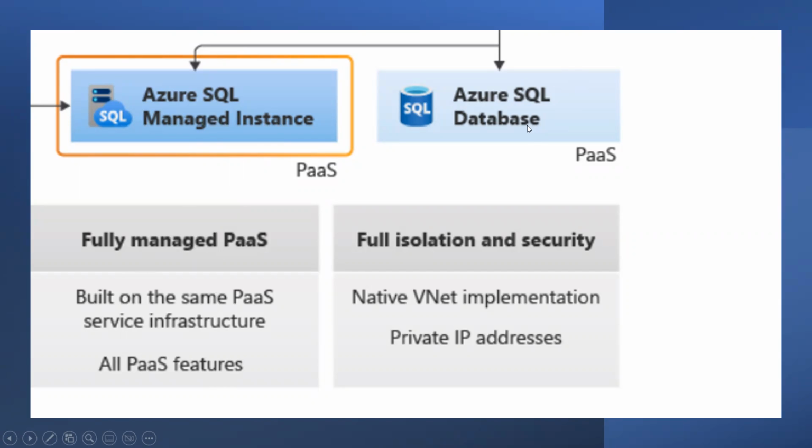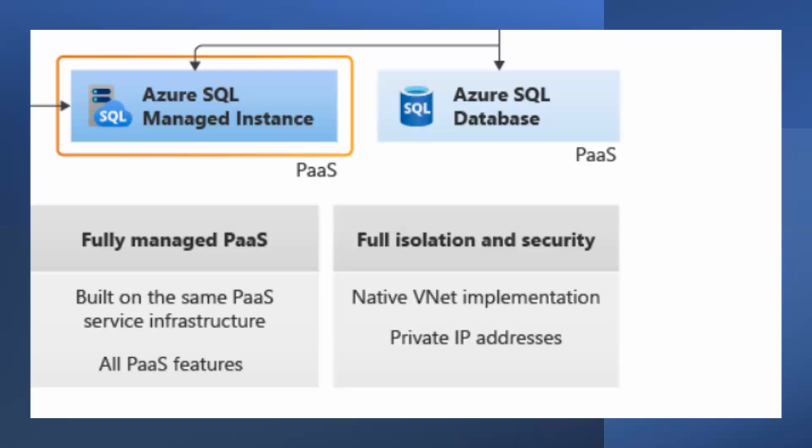And when it comes to Azure SQL databases, it's also a PaaS service, but with full isolation and security, native VNet implementation, and private addresses. So it separately has a virtual network implementation natively, and it has private IP addresses. When it comes to Azure SQL managed instance, we have private endpoints and public endpoints. That way you can expose your SQL managed instance to remote users, where they can use the public endpoint and connect to your SQL managed instance.